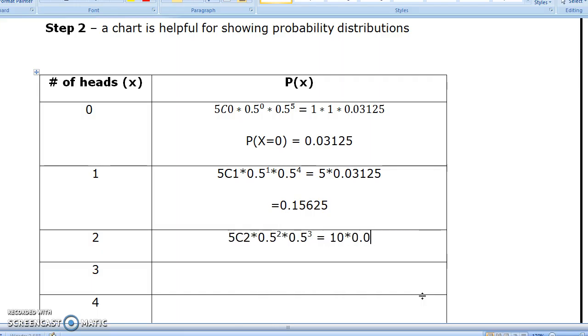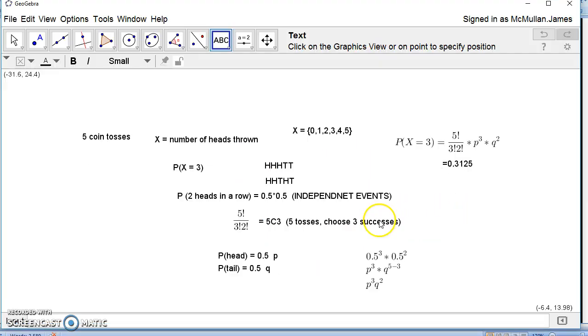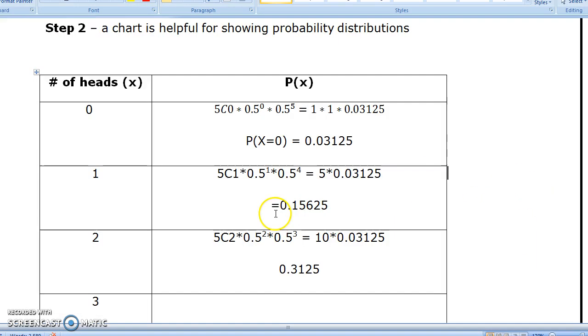And again, our decimal part is going to be the same because it's a 50-50 chance. And this is the same answer that we got when we were just going through the example before, right? The same decimal, 0.3125, which is here.